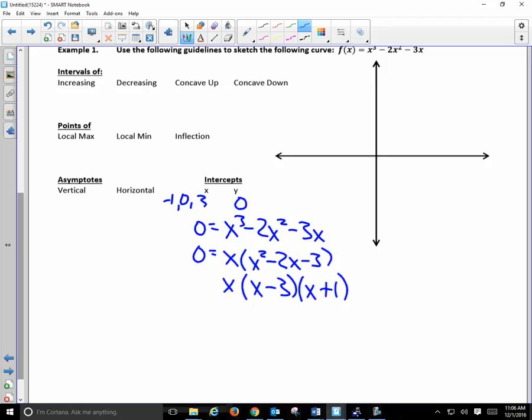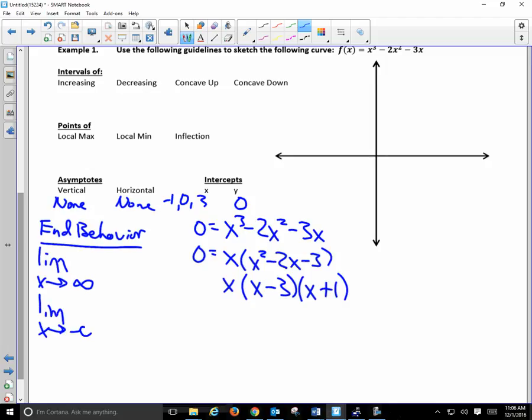This isn't a rational function, is it? So I'm not going to have any asymptotes. But I am going to have end behavior. The limit as x goes to positive infinity and the limit as x goes to negative infinity are going to be values that I can figure out. We did that yesterday, right?